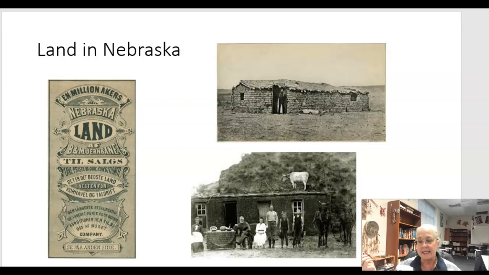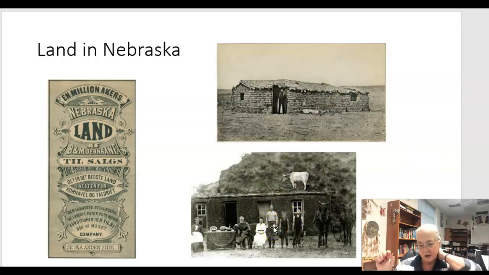In 1862, Congress is going to pass the Homestead Act, which is going to offer 160 acres on the Great Plains for about $30. And all you have to do is live on it for 5 years and improve it in some fashion. So building a soddy on it like that would improve it. Now, this is also a soddy. Yes, that's a cow up there on top.